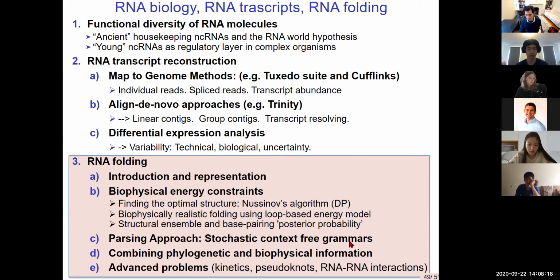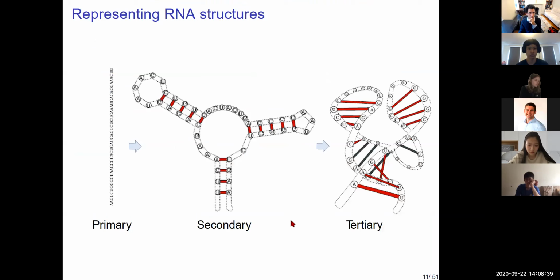And then these context-free grammars can be coupled with a probabilistic generation for every production rule. And that gives you stochastic context-free grammars. And then we're going to talk about how we can combine phylogenetic and biophysical information together, and then some advanced problems on kinetics, pseudoknots, RNA-RNA interactions, and so on and so forth. So these are different ways of thinking about your RNA molecule.